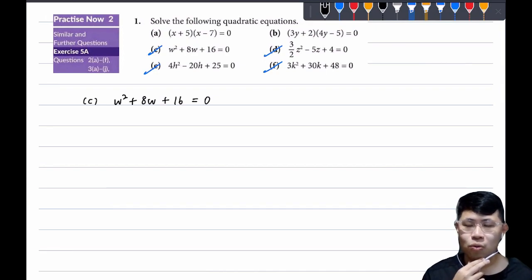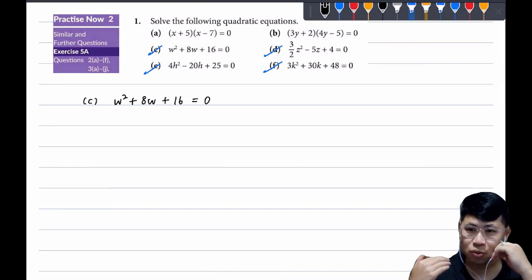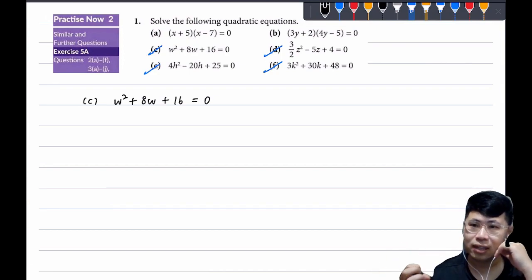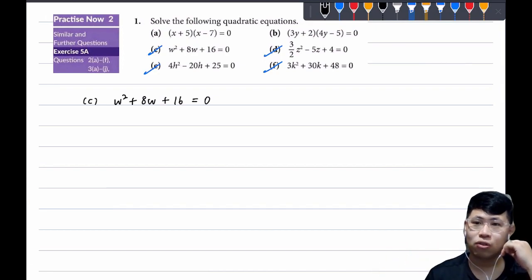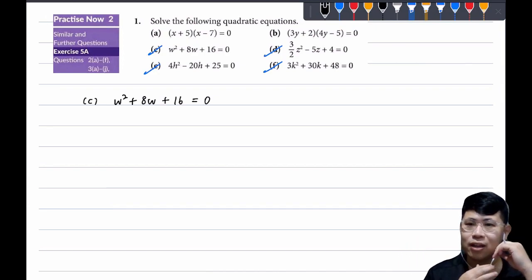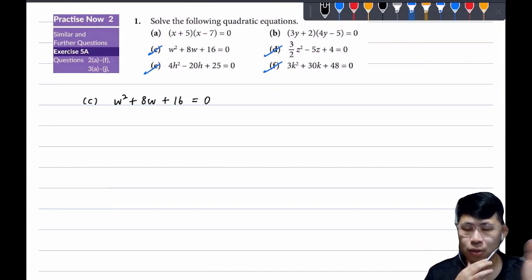Okay, so over here, because we cannot just move the 16 and we cannot just isolate one single w to solve, this is again a quadratic equation, so we need to factorize. So we need to make use of factorization, right? So factorize the expression on the left. So how do we factorize?